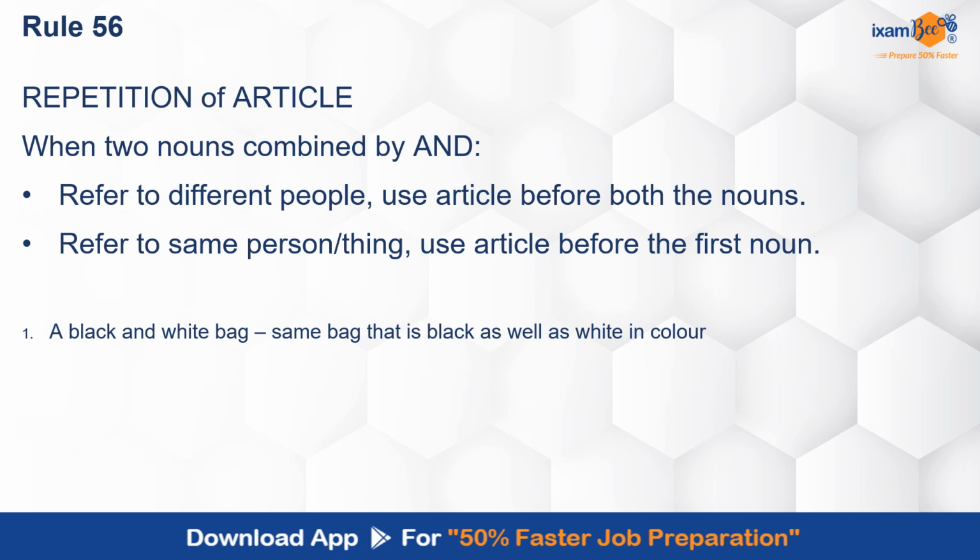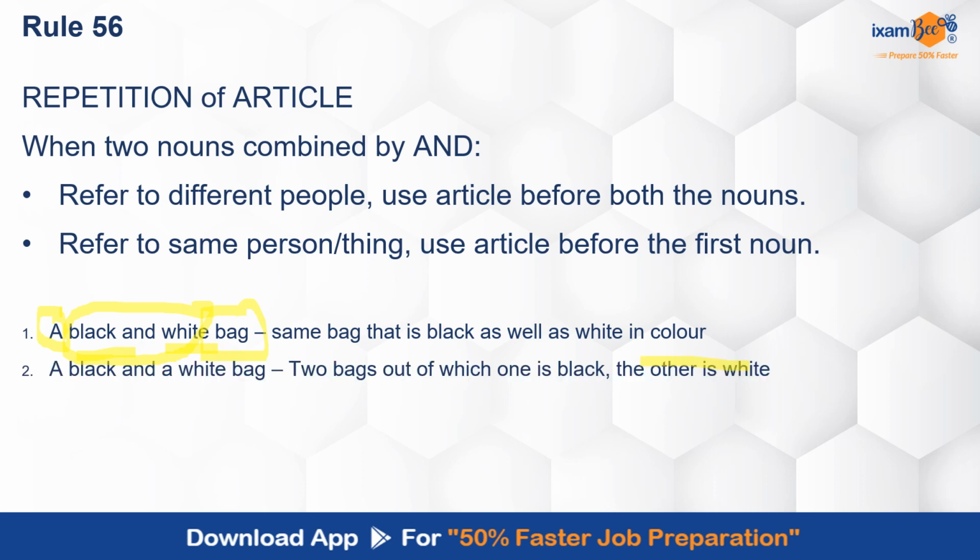When the article is used only before the first noun, that is only before black but not white, it means that black and white is the characteristic of this one bag. So it is the same bag that is black as well as white in color. But if I say a black and a white bag, it will mean that there are two bags out of which one is black and the other is white. So this is the difference in the repetition of article and when you are using the article only one time.